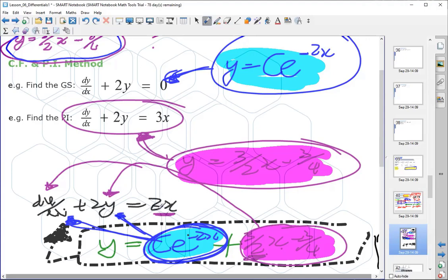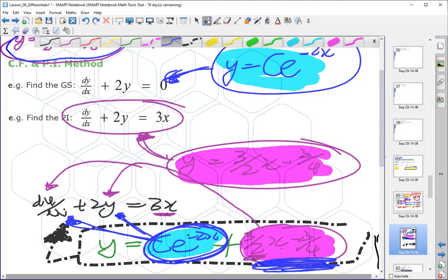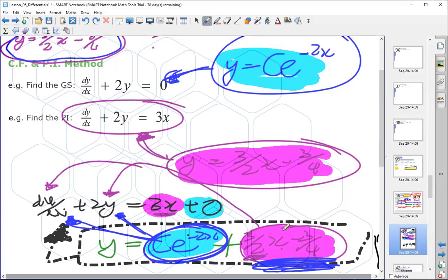It doesn't give you 3x. But does that matter? This bit's already giving you 3x. So the whole thing works to give you 3x plus 0. If I highlight the 3x as pink and the 0 as blue, then the 3/2 x - 3/4 goes into the left-hand side and delivers the 3x, and the Ce^(-2x) goes into the left-hand side and delivers the 0. And so the answer is this one here.